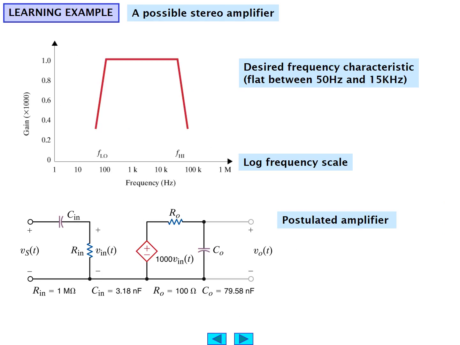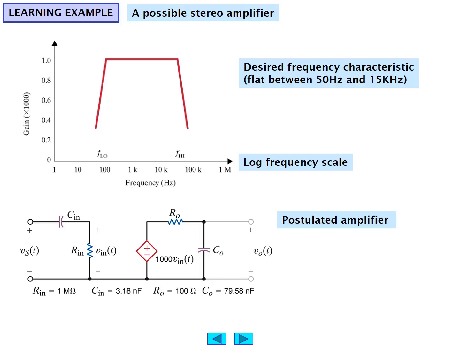So here we have an example of a stereo amplifier. We would like it to have a low frequency response in the vicinity of 100 Hertz and a high frequency response somewhere above 10 kilohertz, but certainly below 100 kilohertz. So we can pick a specification. In this case, we would like it to have a relatively flat frequency response between 50 Hertz and 15 kilohertz. The amplifier that we would want to analyze looks like this.